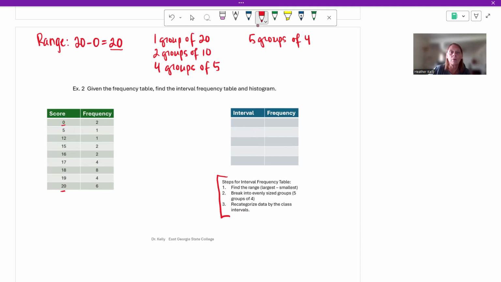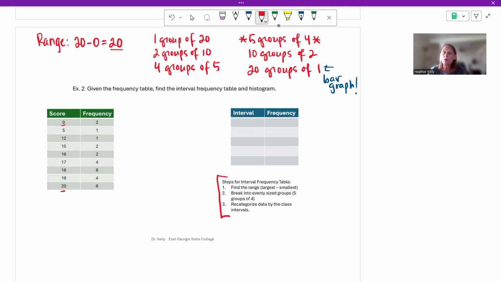Okay, so we could also have 10 groups of 2, or we could have 20 groups of 1. Now that 20 groups of 1, that's a bar graph. Okay, and we don't ever want to choose that. All right. Now, what I said earlier was that we wanted to have somewhere between 5 and 20. So we're going to go for this 5 groups of 4. That's the one I'm going to go for. We could go with 4 groups of 5, but I'm going to go with 5 groups of 4.